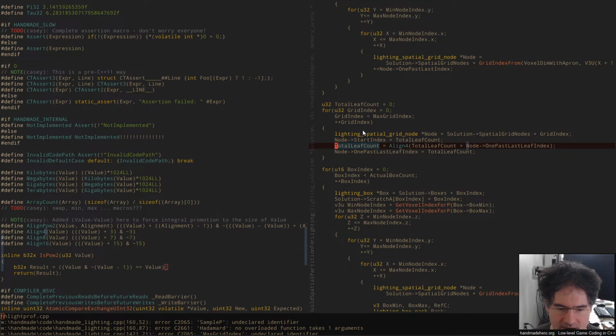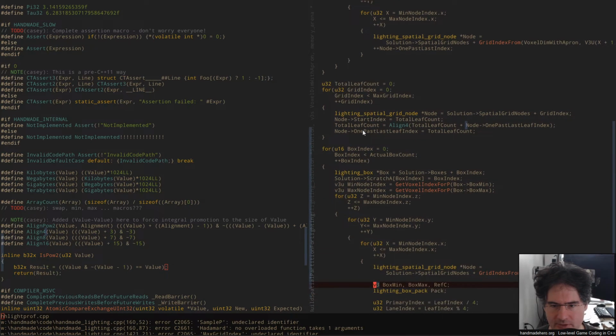Oh well. But point being, if we come through here and say, all right, the total leaf count here will now be properly padded to 4s, then when we come through and look at the indices, we can now use those properly. The other way we could do this is to use this divided by 4. You know, now I think about that, might be better.